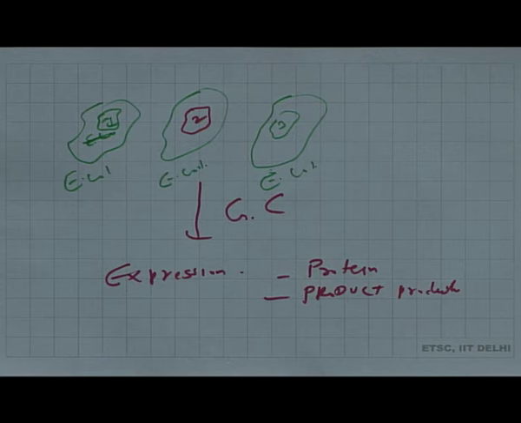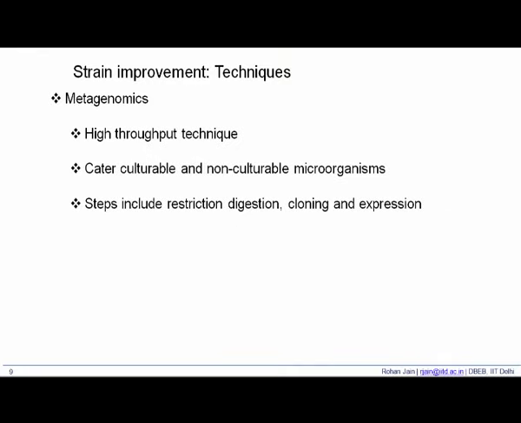Okay. So, this is another technique that is available in metagenomics. In this technique there are several advantages. The first advantage is that it is a high throughput technique. So, you can actually work with a lot of microorganisms in one go. You do not have to do it individually, one by one. So, it is a high throughput technique.